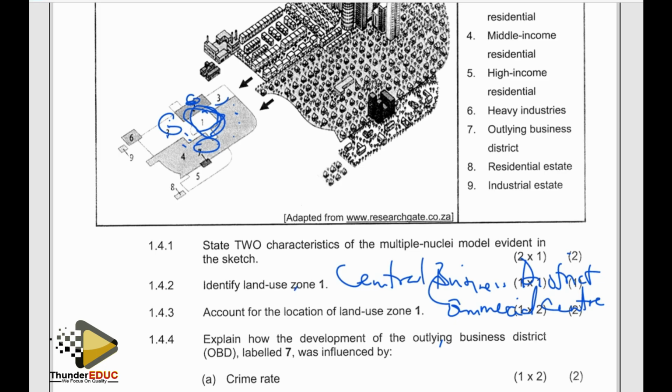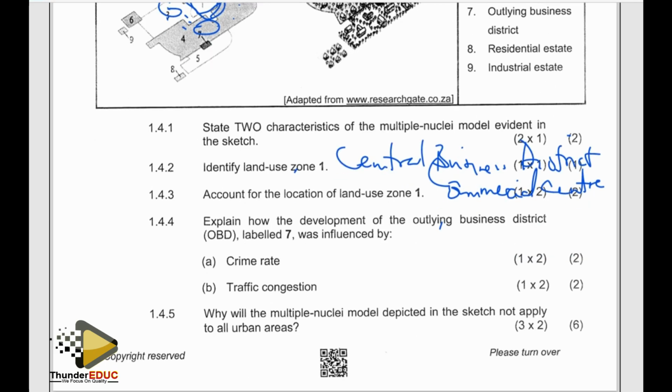Right, we move on to the next question, number 1.4.4. Explain how the development of the outlying business district, OBD, labeled number 7, was influenced by crime rates and traffic congestion. Right, we are analyzing the problem of the development of the OBD as a result of those urban settlement issues of crime rate and traffic congestion. We are relating them to the development of the outlying business district.